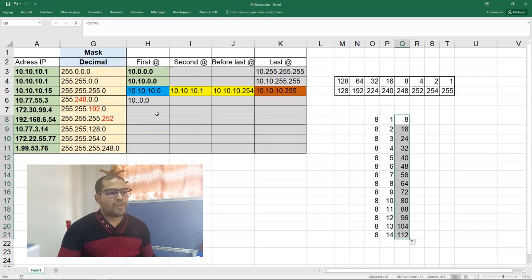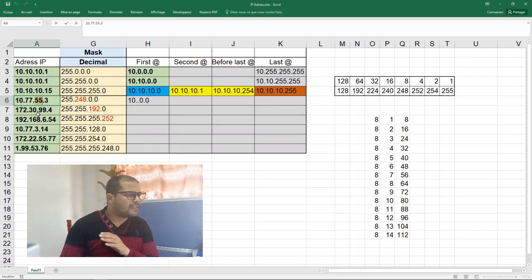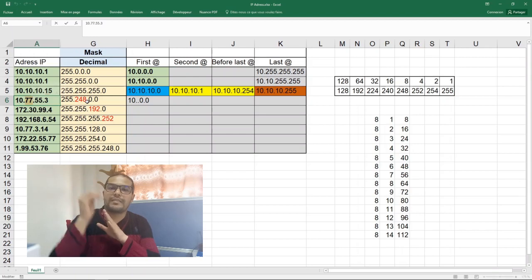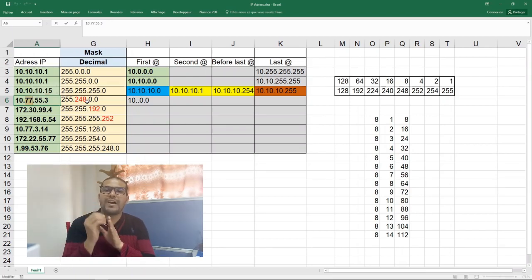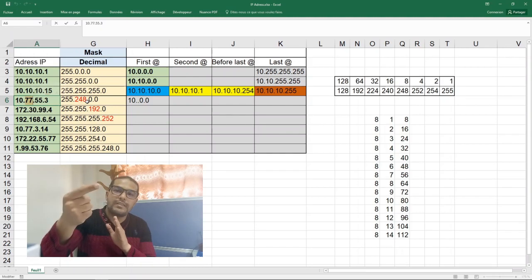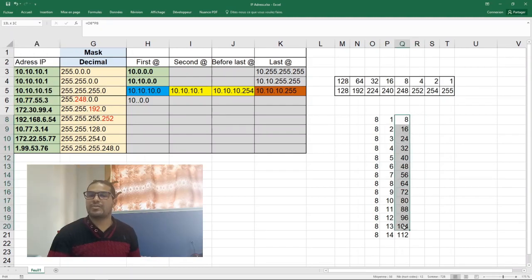How am I going to find the number that's gonna go in here? Simply, I'm gonna check out this number, 55. Sorry, it's 77. It's 77. That corresponds to 248. I'm gonna look at the multiples of 8, and I'm gonna find the first number that doesn't exceed it. So here, the nearest number to 77 that doesn't exceed 77 is the number 72. So the number that's gonna be in this place is gonna be 72.